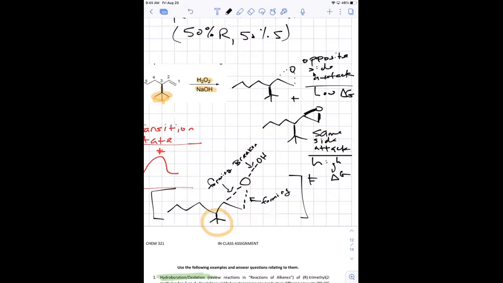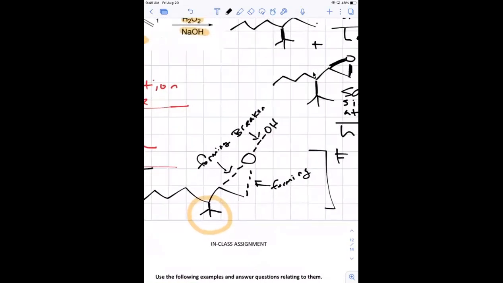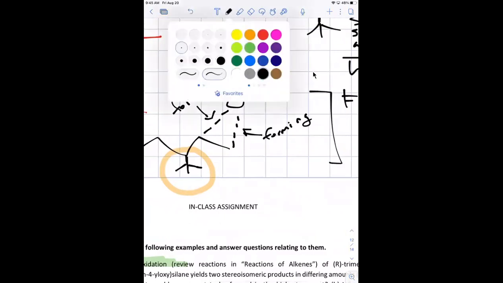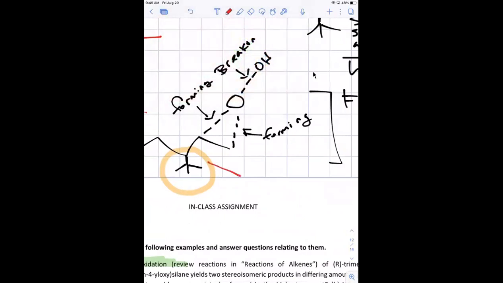And so with this substituent right here, if the oxygen attacks from the same side, then it's going to cost more energy. And that means that pathway is going to be lessened because it's going to be harder to get to that product. All right, let me write that down here.